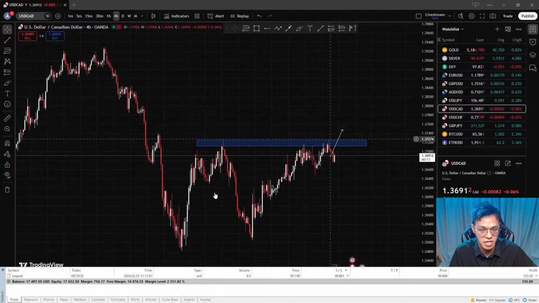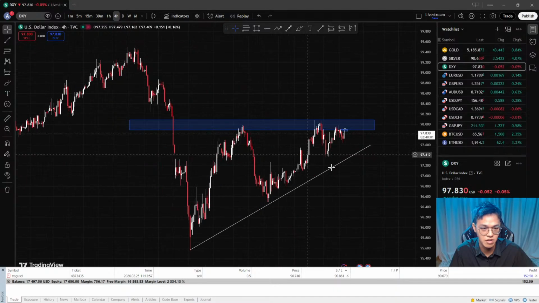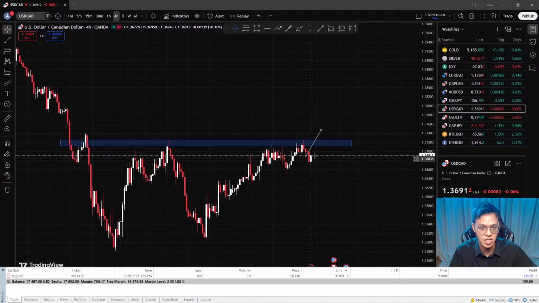This is the area I drew yesterday. You see, guys, it is similar, right? It is similar, which means there's a probability it goes up. USD CAD, you guys can take a look. I highlighted this.